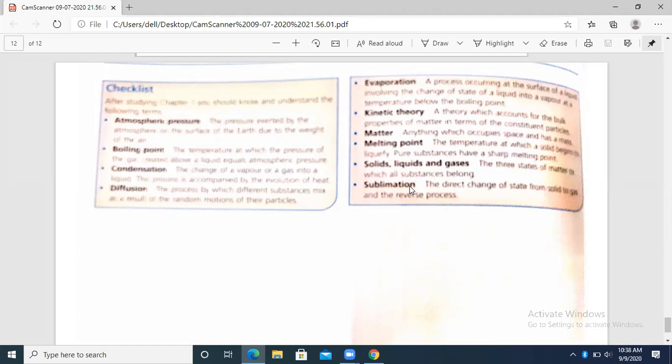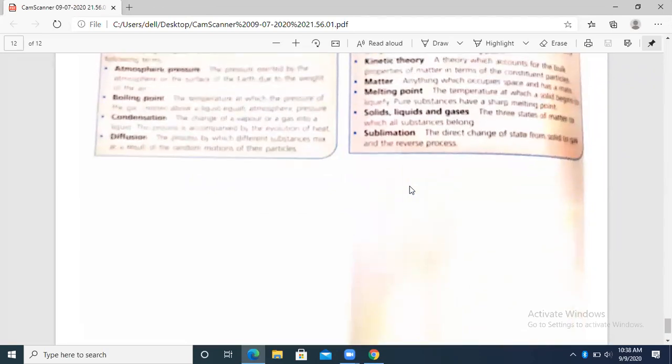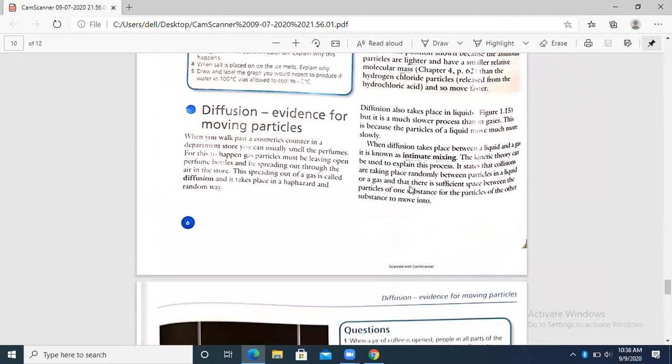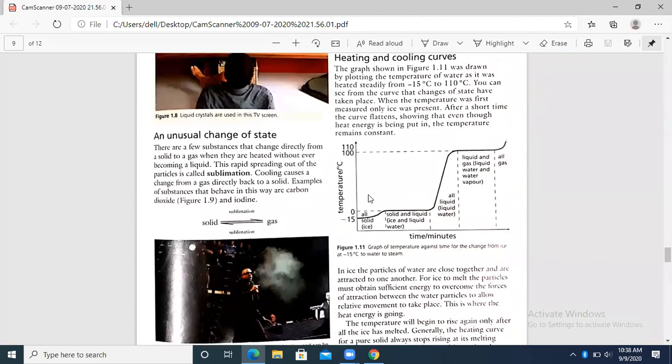Sir, how are melting point and freezing point the same? Yeah, we studied one graph before. That graph, what we have seen. Look here, at 0 degrees, below 0 degrees, all ice. But at 0 degrees, solid and liquid, meaning ice and water. So both of them will be present at that point. And look here, at 100 degrees, liquid and gas, meaning water and vapor. Above 100 degrees, all of it is gas. And below 0 degrees, all of it is ice.